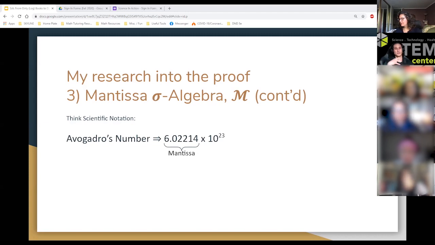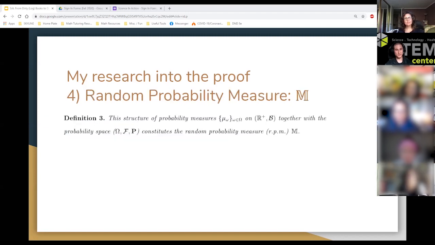And so Ted Hill was able to co-construct this concept that allows us to focus in on the mantissa and not focus in on the magnitude, right? To the 10 to the power. With that, we can now start assigning measures or probability associated with these objects, right? And so this was his definition from Ted Hill's paper.